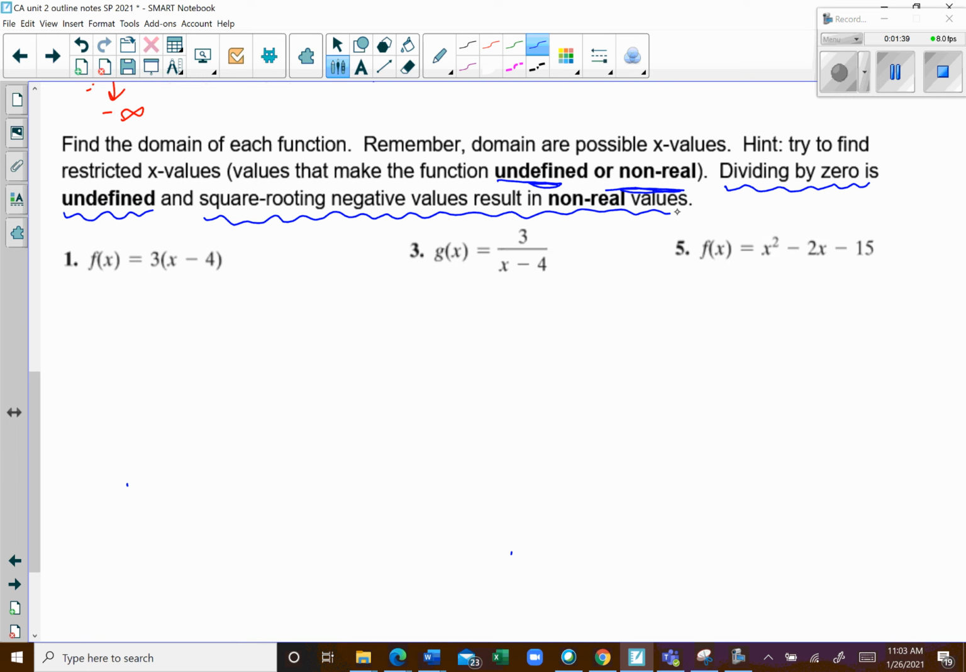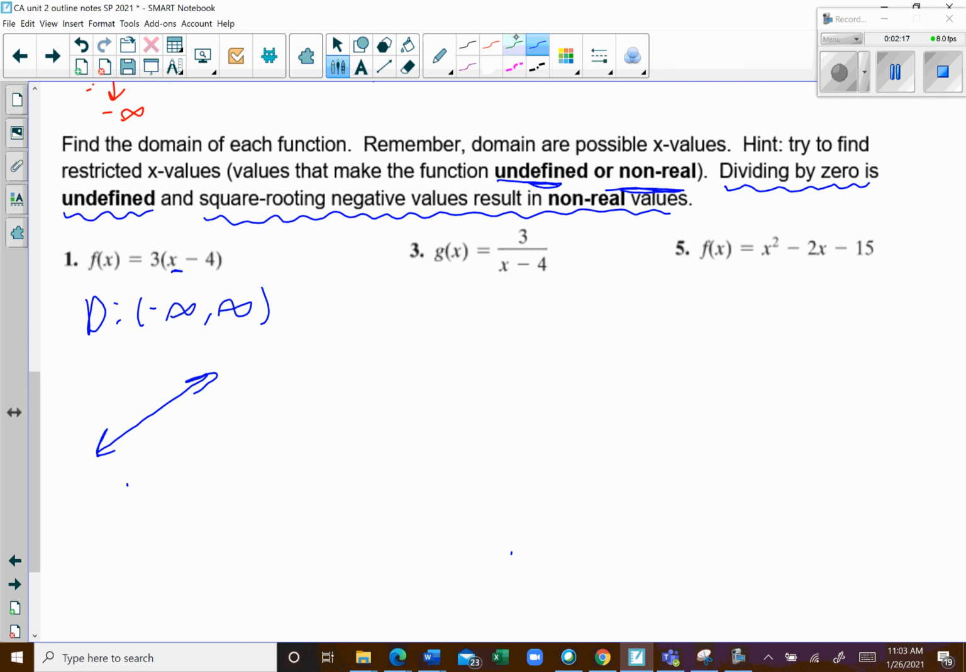Okay, so this first example right here, you're just trying to look at this. If you don't see a fraction and you don't see a square root, then you should be fine. So the domain here is going to be from negative to positive infinity. There's nothing restricted here. You can plug in anything you want for x. Any negative, any positive number, you can plug in 0, and it doesn't come back as undefined or non-real. By the way, if you were to graph this, it would just be a line. It would look something like that.